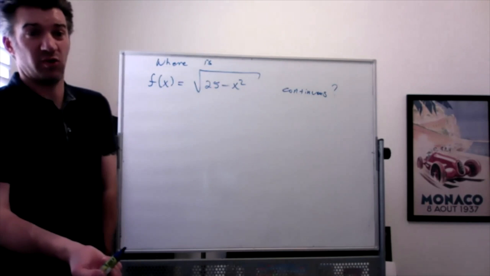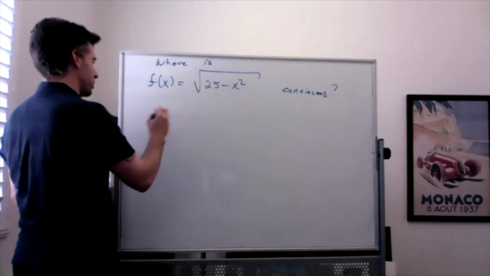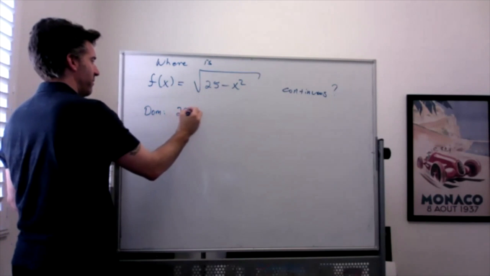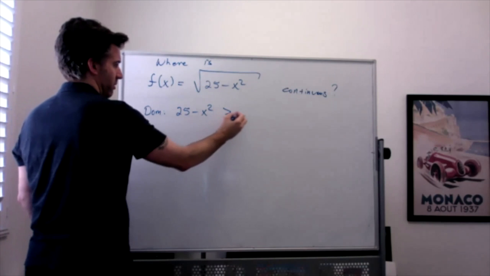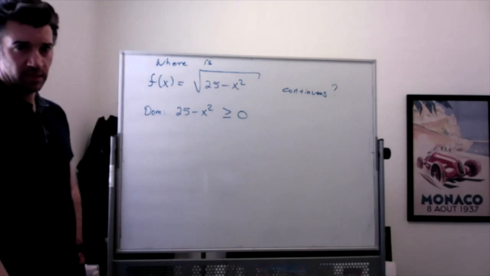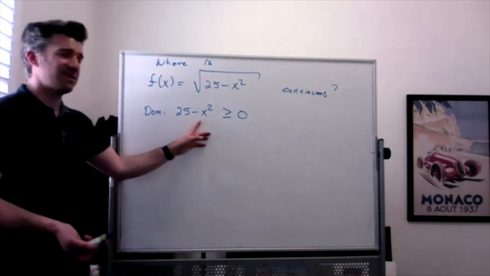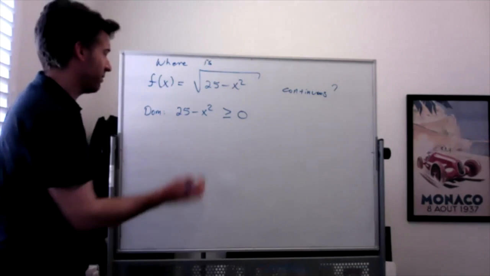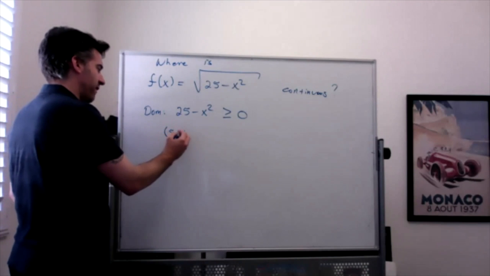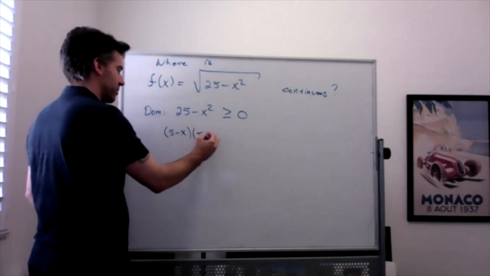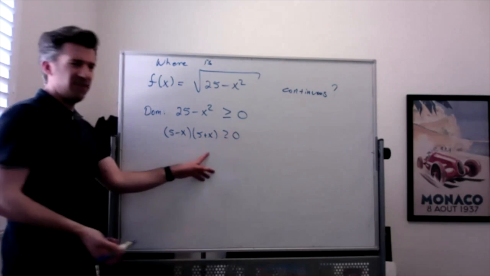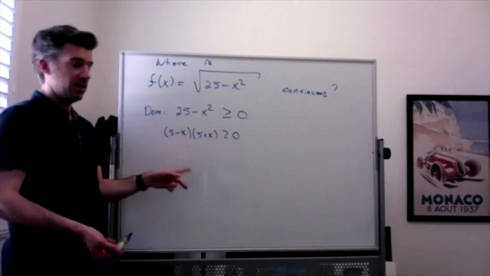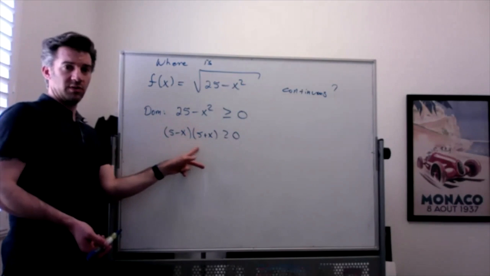Well, we have some domain restrictions, right? We know that we have to have a domain where 25 minus x squared is greater than or equal to 0. So it looks like x is going to have to be between 5 and negative 5. But you can do more work, right? You can factor this and say it's 5 minus x times 5 plus x. Be careful, I've definitely seen people factor this the wrong way, as x minus 5 times x plus 5. It's always the first thing, square root first.